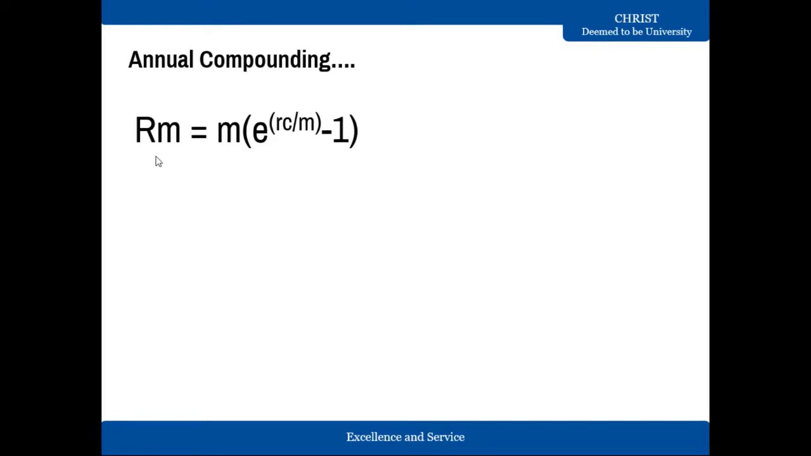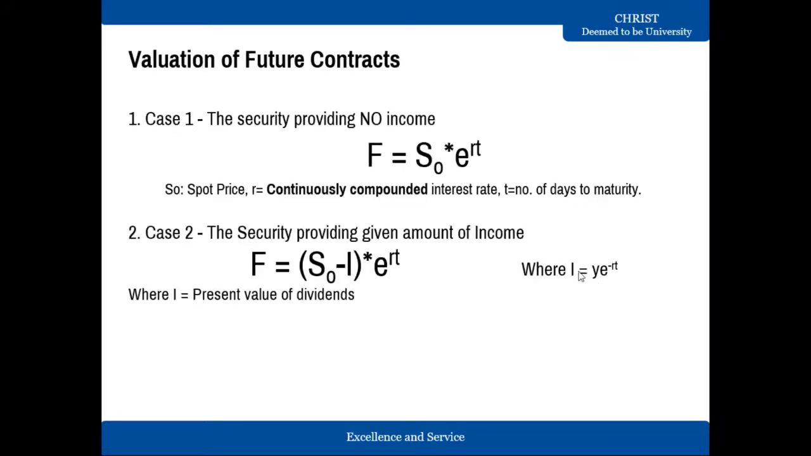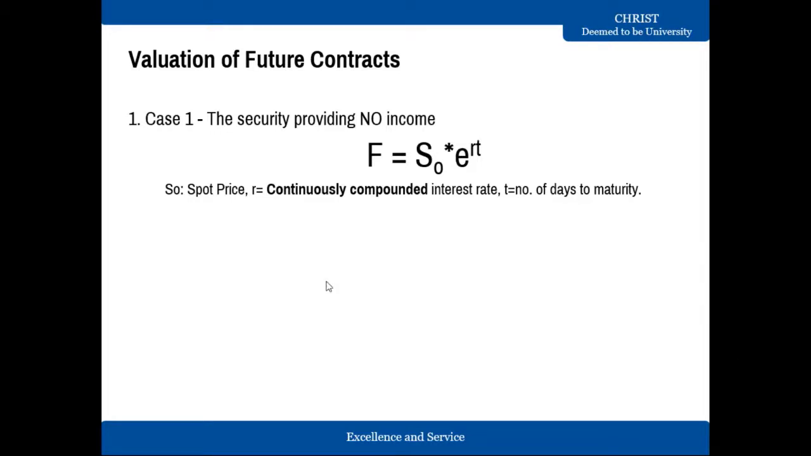So if it is a present value you are calculating, you should not use the RC value. Whatever RC value you have, if in the question they have given the RC value, that is continuously compounded, you have to convert that into annual compounding, that is RM, and then calculate the present value. Where you calculate the present value, here it is Y to the power of minus RT. In this place, R is annual compounding.